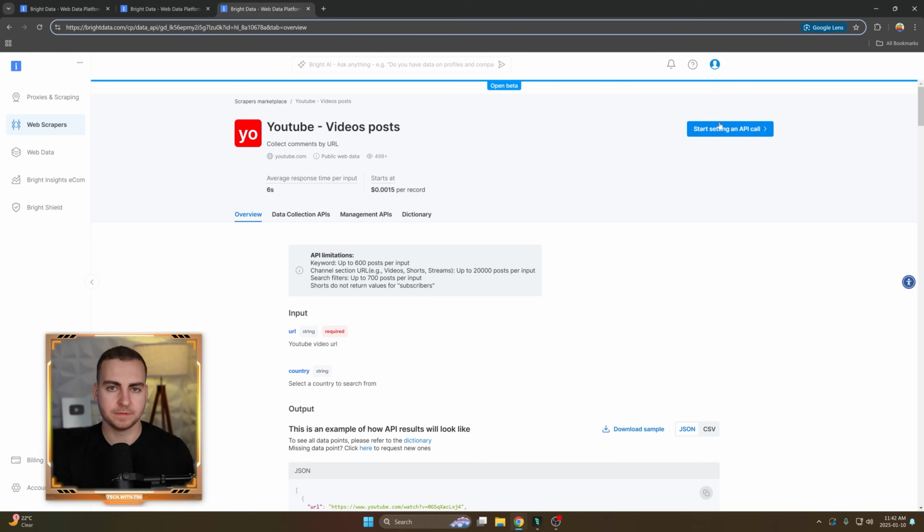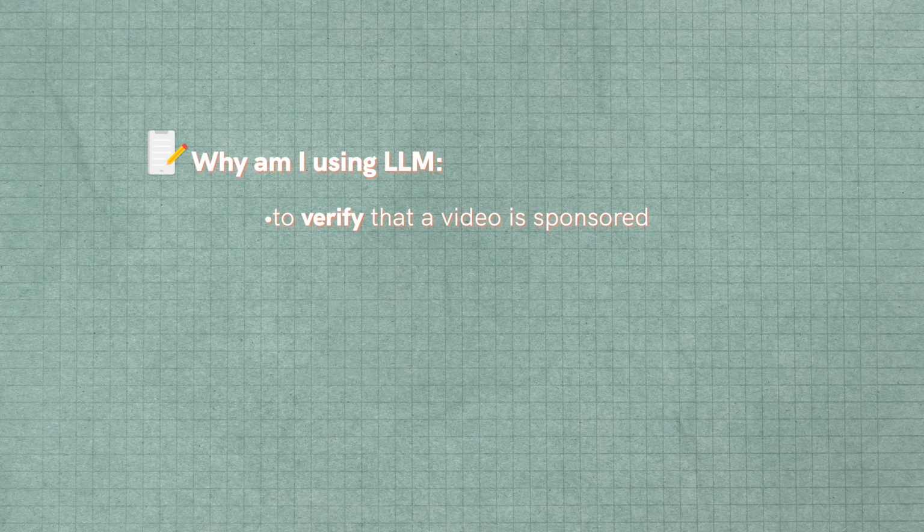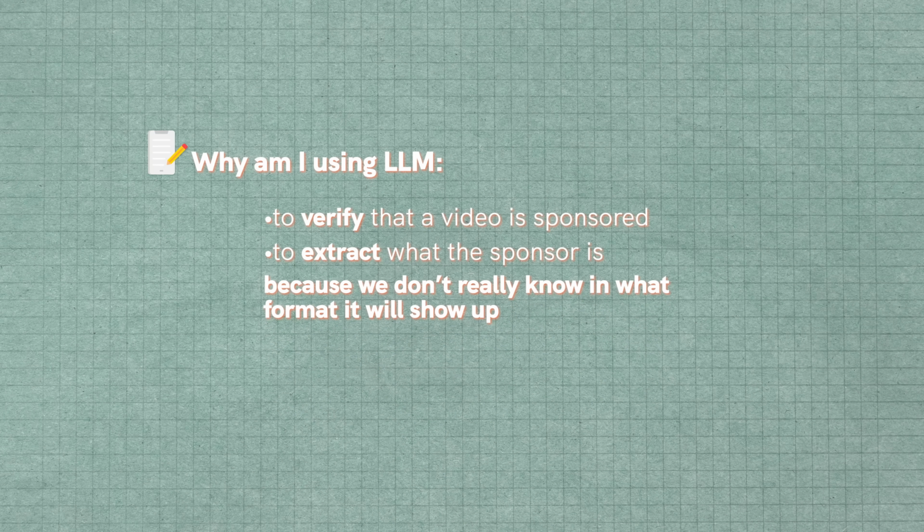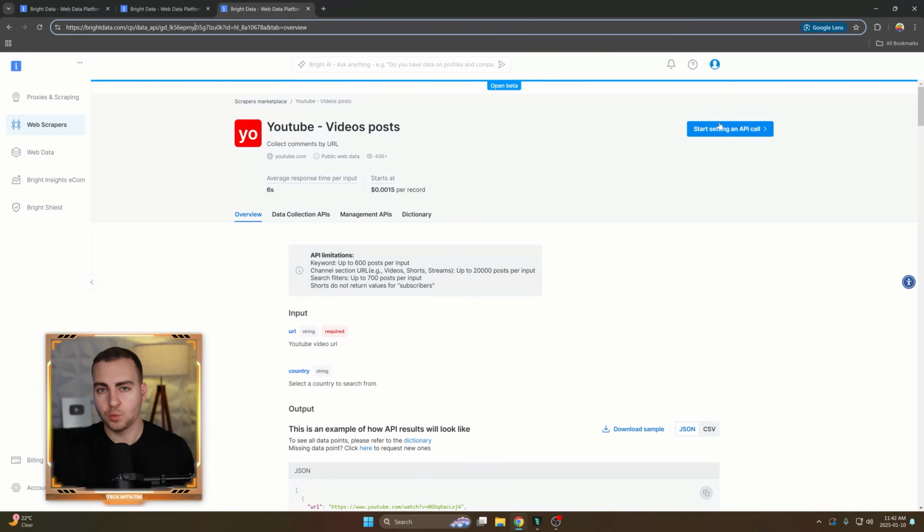Now, once I get all of these transcripts, I need to be a bit clever in how I pass them to an LLM. Ideally, I do want to use the LLM to verify that this video is sponsored and to extract what the sponsor is, because we don't really know in what format it will show up. However, what I need to do is make sure that I pass the fewest tokens possible, and here's an approach that I came up with that could definitely be improved.